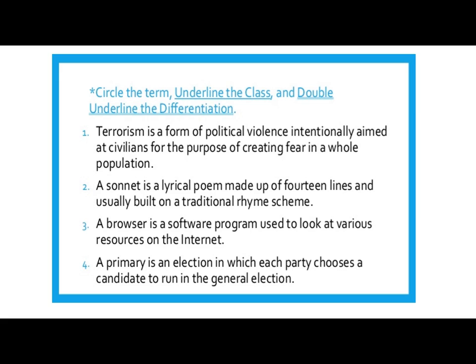Next one, a primary is an election in which each party chooses a candidate to run in the general election. So what's the term here? Election is the term. Underline the class, primary. Double underline the differentiation: they have to run in the general election.